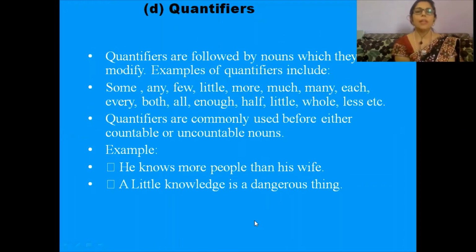Just see the example. He knows more people than his wife. A little knowledge is a dangerous thing. You can see here a little and more are quantifiers. They are telling us the quantity of a particular thing.